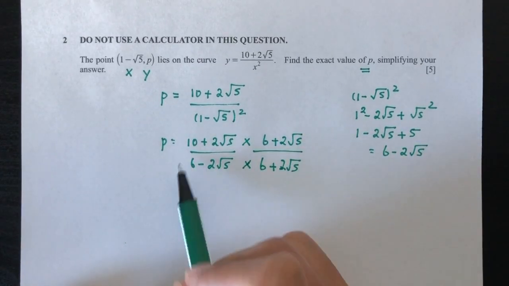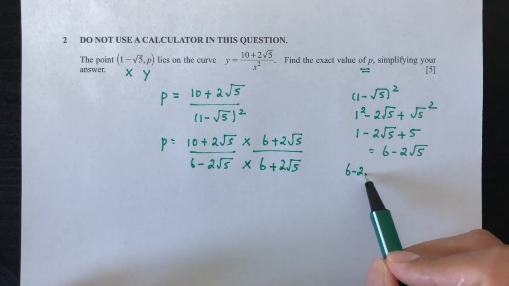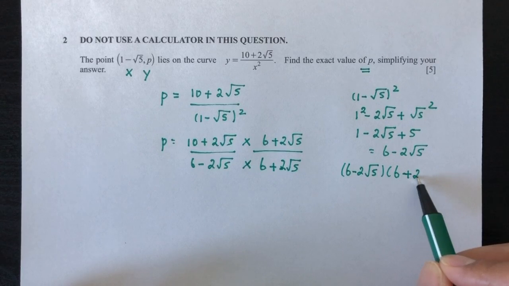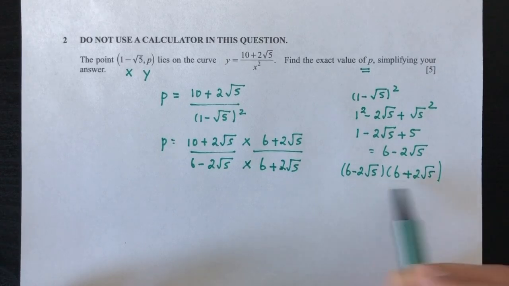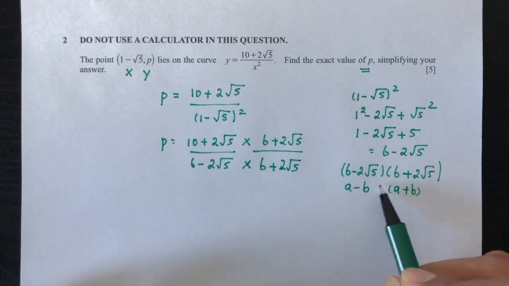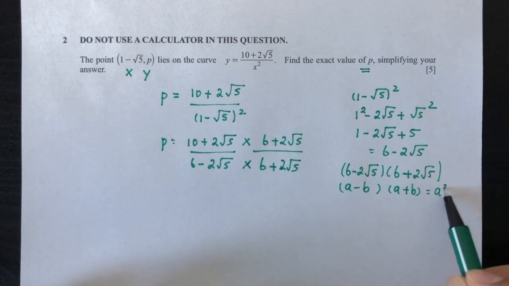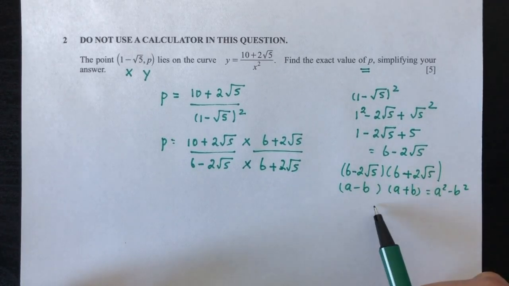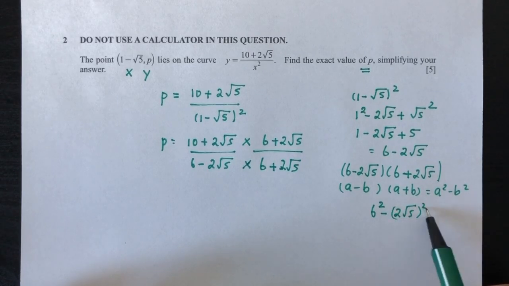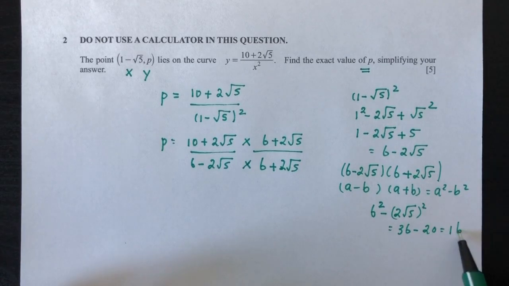Let's do this one first. So 6 minus 2 root 5 times 6 plus 2 root 5. It is the same as a minus b and a plus b, which you guys know equals a squared minus b squared. Same thing, it will be 6 squared minus this square, which is 36 minus 20, which is 16. So the denominator will become 16.